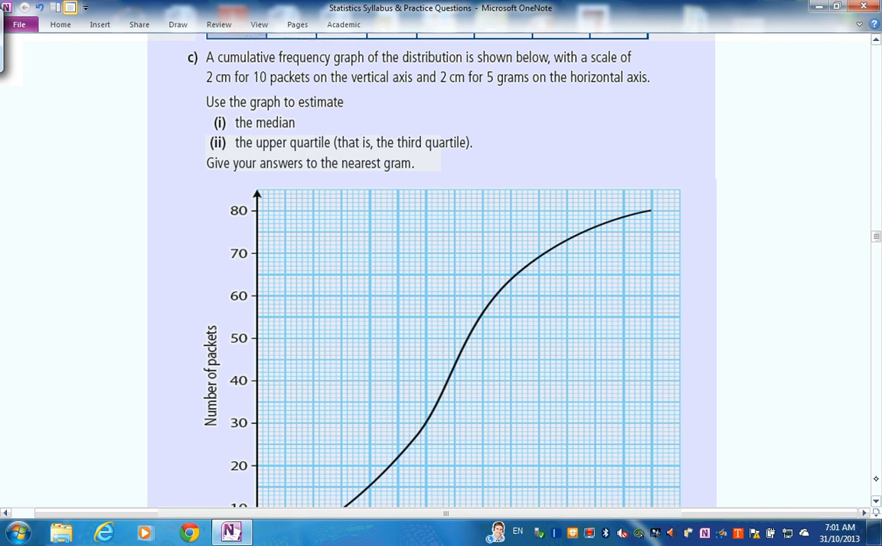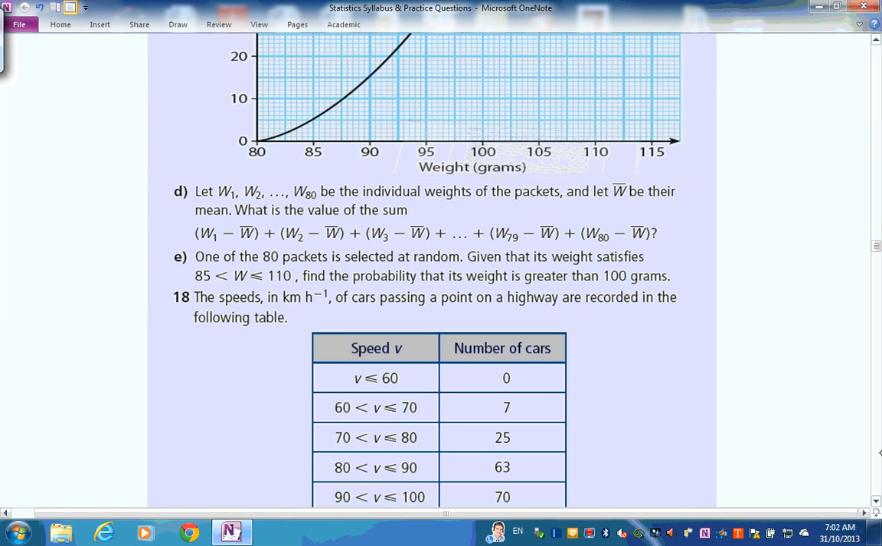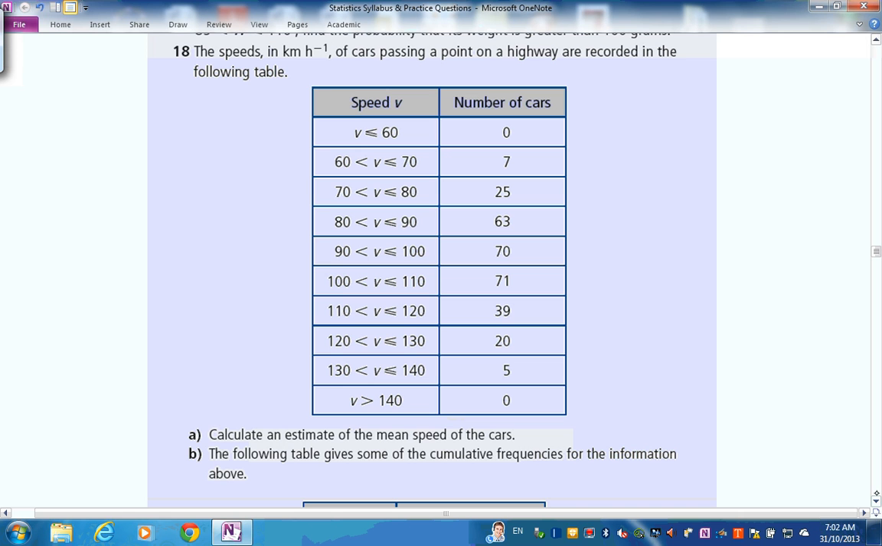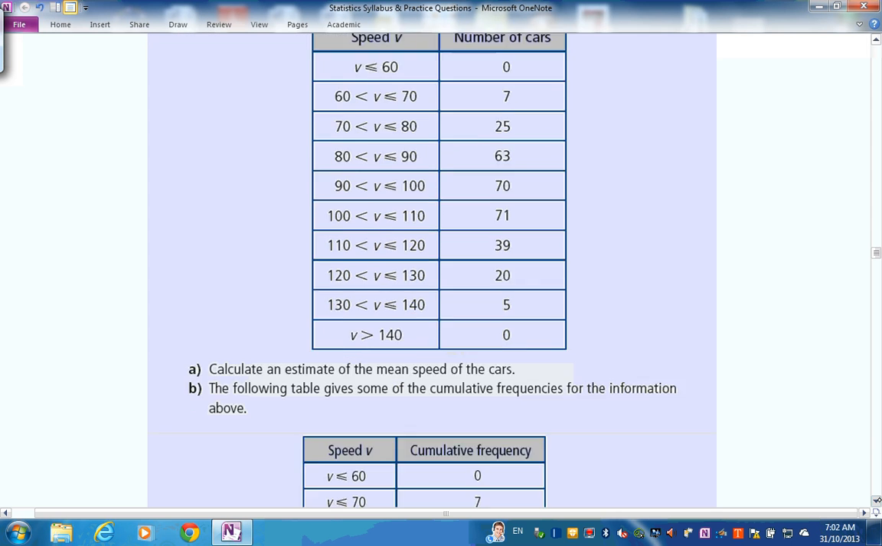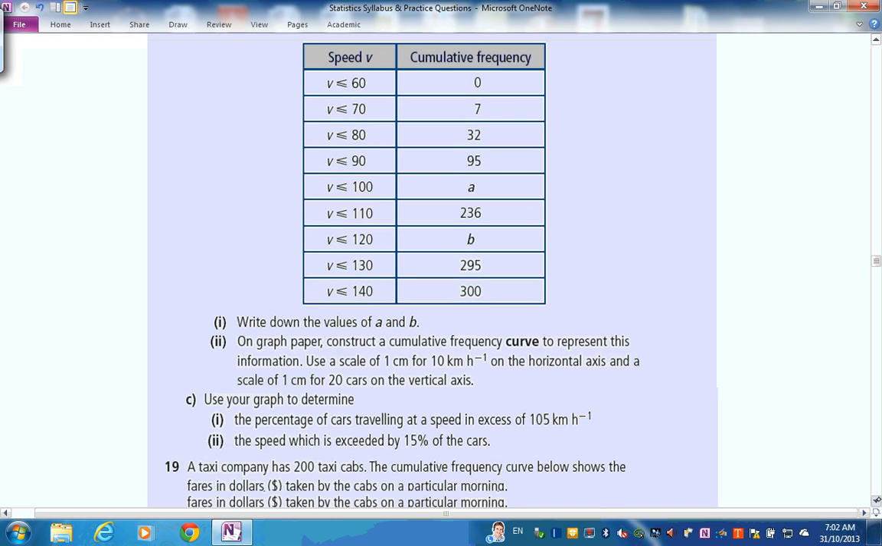So read as we go, big graph here. Okay, there's a graph you need to answer that question. And come to D. D and E. Go to 18. A, part of B. The rest of B. Okay, C.